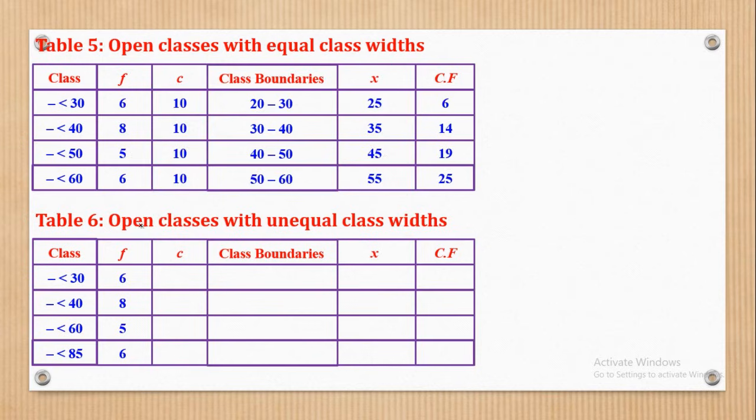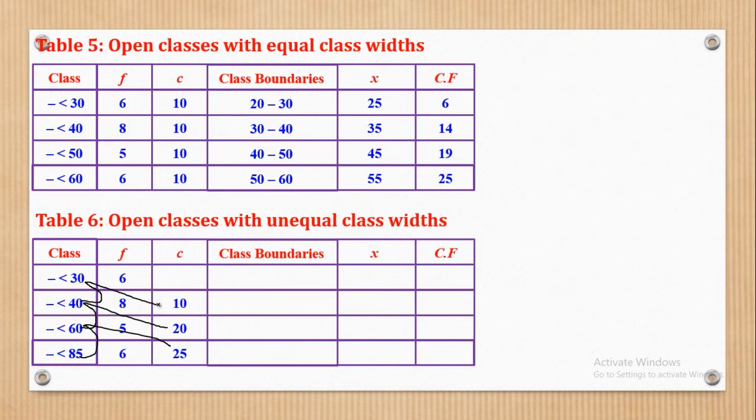Now table 6, where the class widths are unequal. So still, as long as the class has only upper class limit, always start from the bottom. So you come and say this minus this and put it here, then this minus this and put it here, then this minus this and put it here.